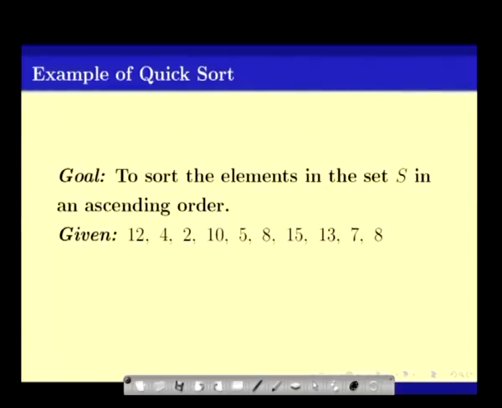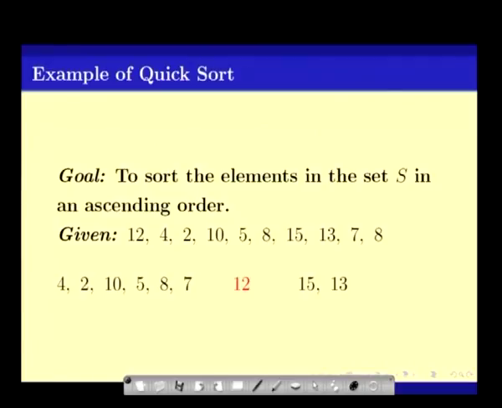Say here is an example. Let S be this set, which is 12, 4, 2, 10, 5, 8, 15, 13, 7 and 8. We put this first element, x = 12, down somewhere, and now from this set S we pick out all the elements that are less than x and put them on the left of x, and all the other ones, which are greater than or equal to 12, on the right of 12.